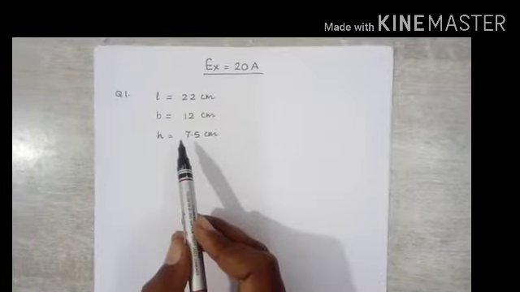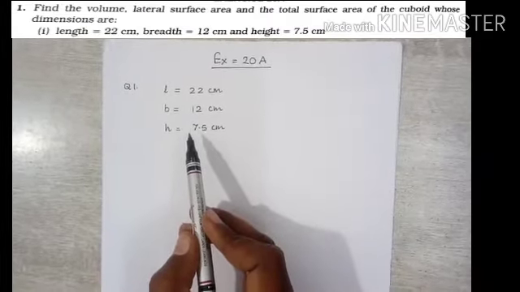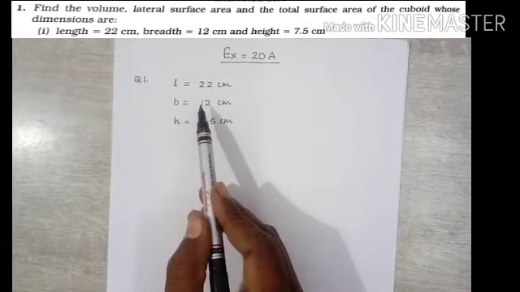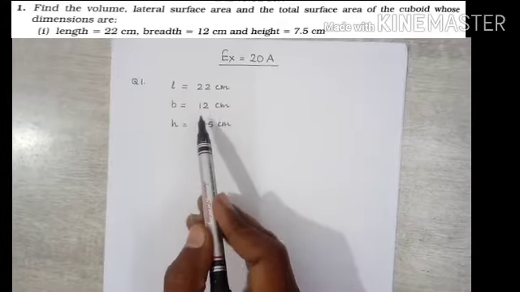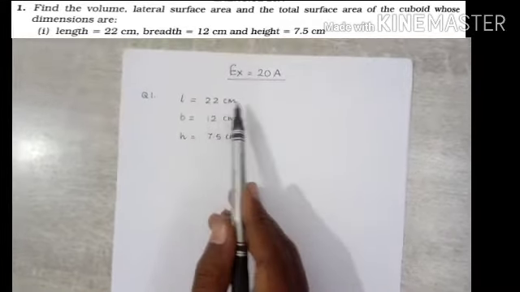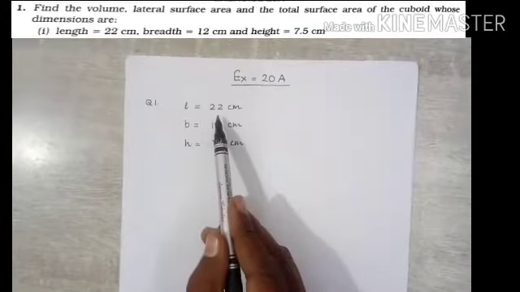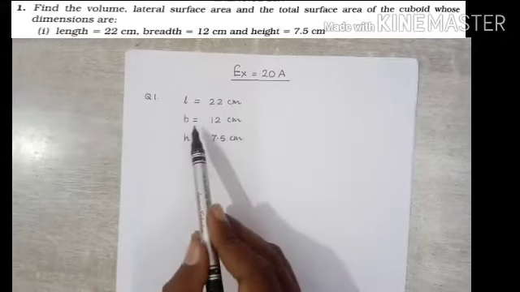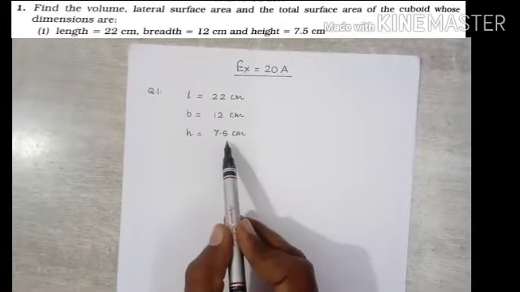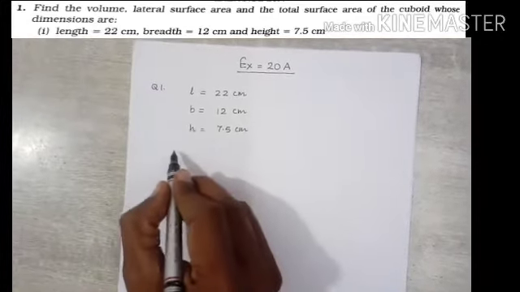Friends, we will see the first question of our exercise 20A. The question is saying: find the volume, lateral surface area and total surface area of a cuboid whose dimensions are given. Length is given 22 centimeter, breadth is given 12 centimeter and height is given 7.5 centimeter. We have to find total surface area.